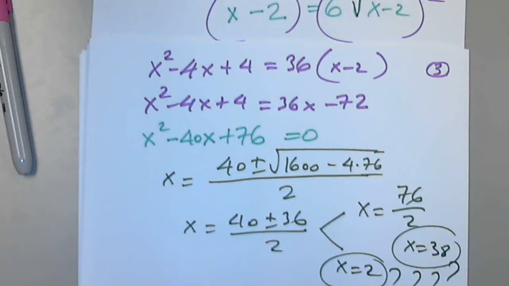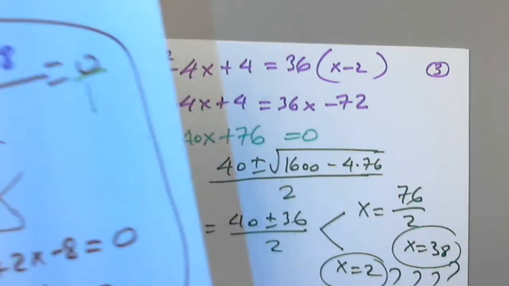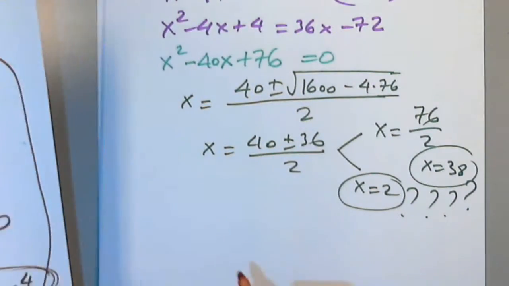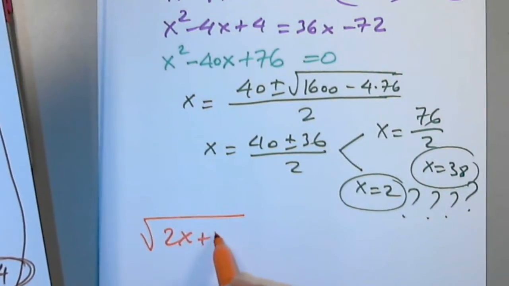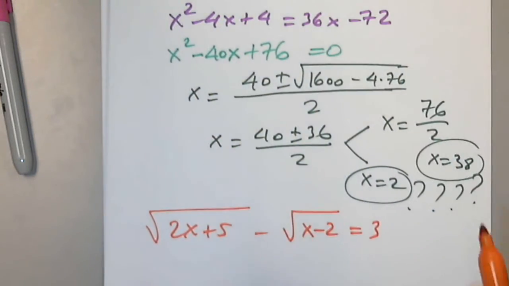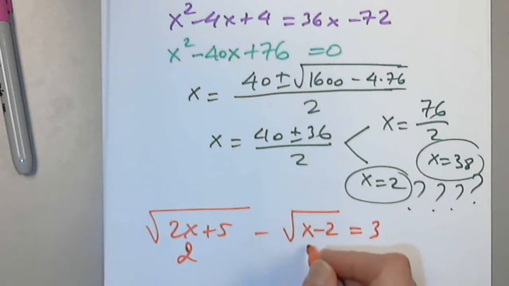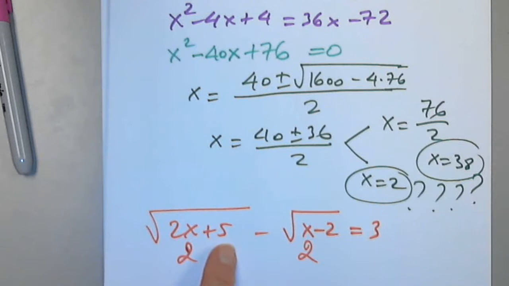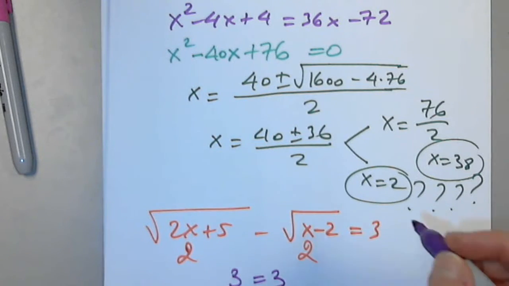But I have no clue whether they work. I used the principle of powers. I have to check. It's mandatory. So I go back 3 pages before. It's a long problem. So I copy the original problem. And I plug in 2. 2 times 2 is 4. 4 plus 5 is 9. The square root of 9 is 3. 2 minus 2 is 0. The square root of 0 is 0. So this is a yes.